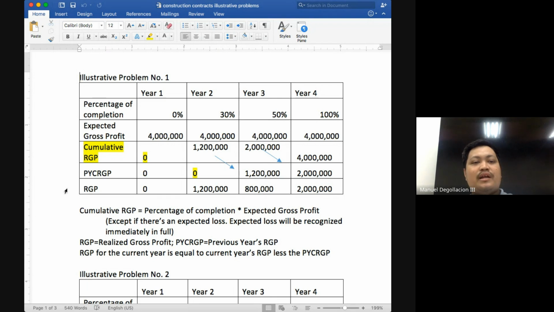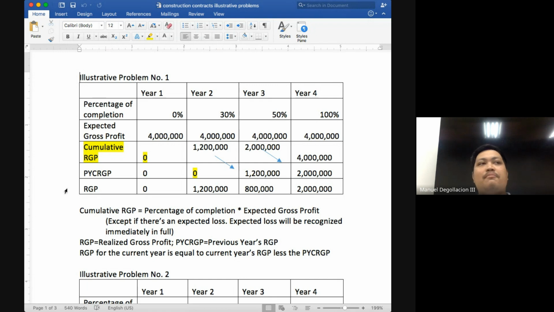Okay? So how much was the cumulative RGP in year 3? 2 million. So that's the amount that we will deduct from the total 4 million in year 4. So 4 million minus 2 million, the RGP for year 4 would be 2 million.